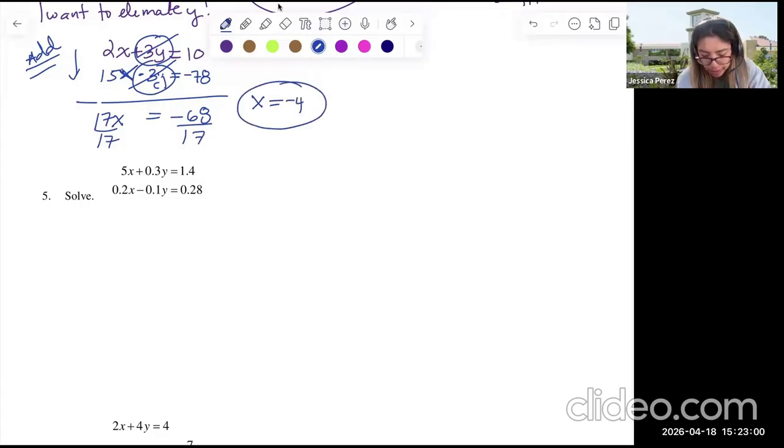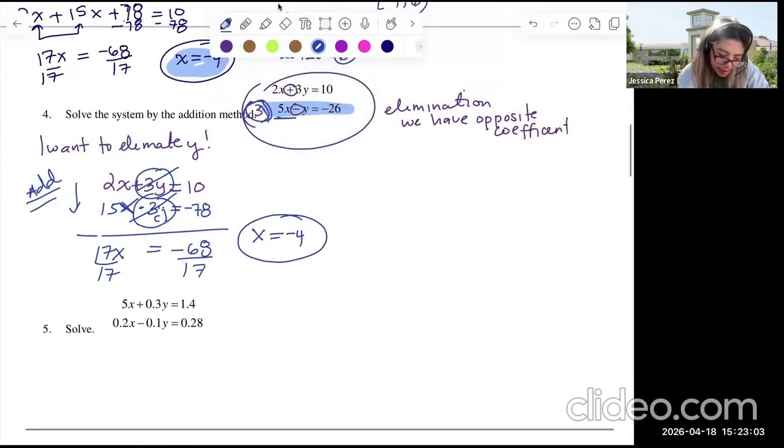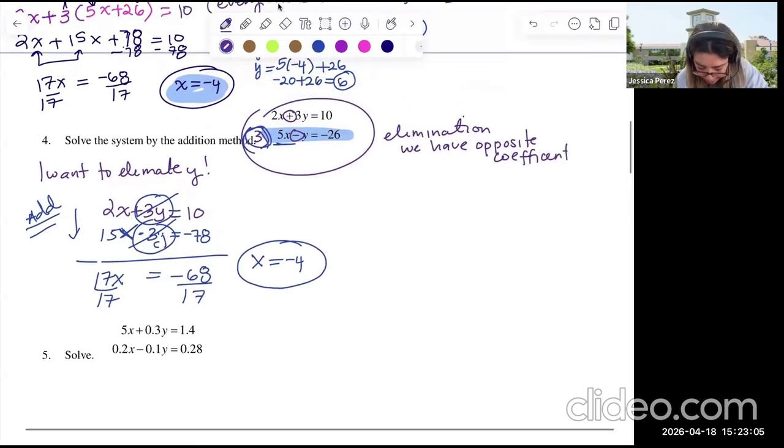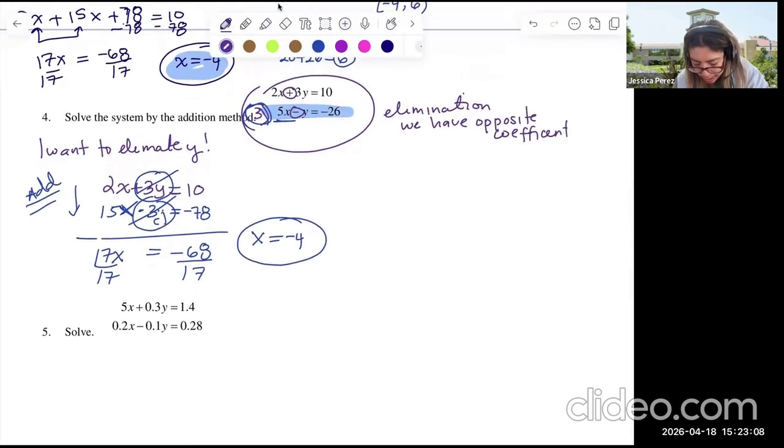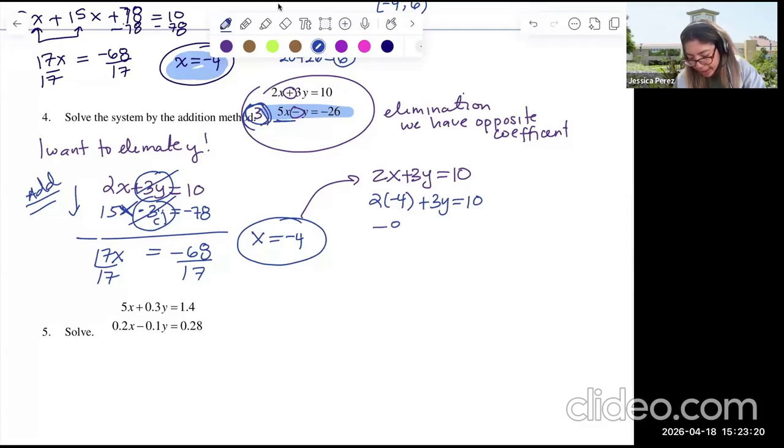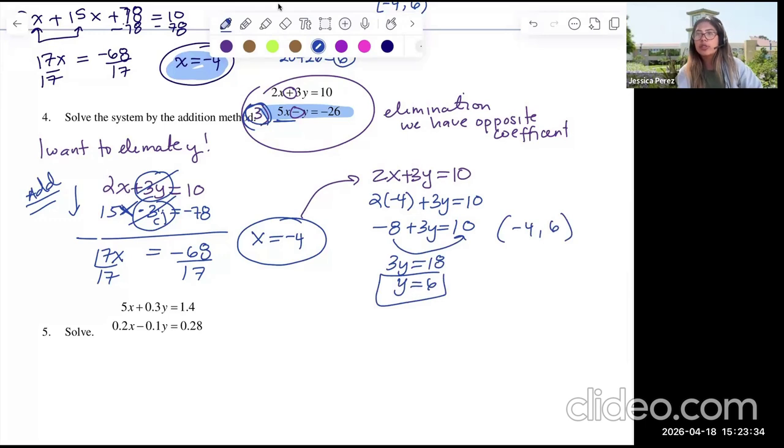Oh, wait a minute. I kind of knew that already. Now, since I solved for one of the variables, I can take any of the equations. So you can take the first, 2x plus 3y equal 10, and I'm going to back substitute into the equation. 2 times negative 4 plus 3y equal 10. I get negative 8 plus 3y is equal to 10. And then I solve, bring the 8 over, I get 3y equal 18. And then I solve and I get 6. Oh, there's my point, negative 4 comma 6. And that is indeed a solution.